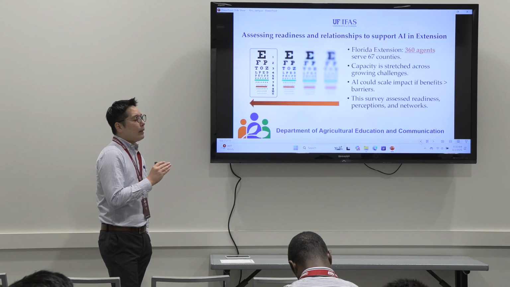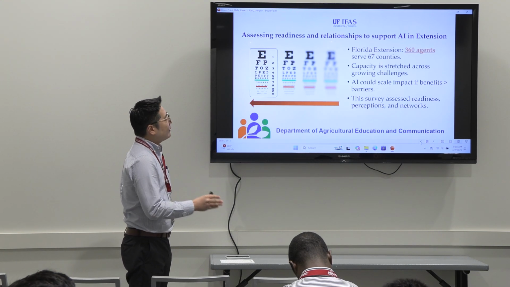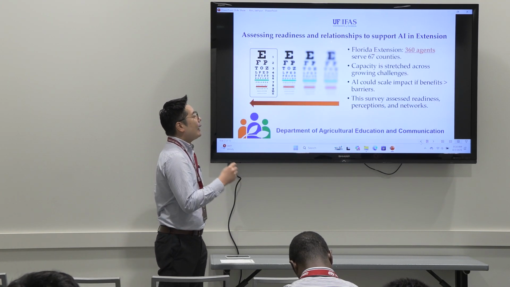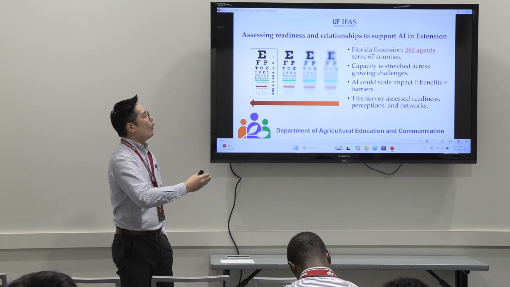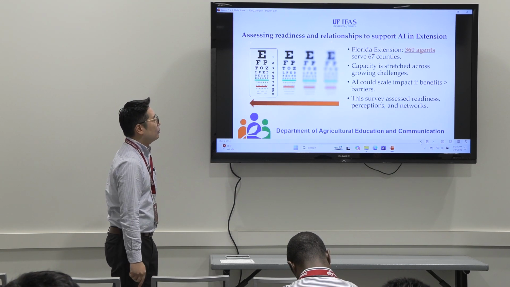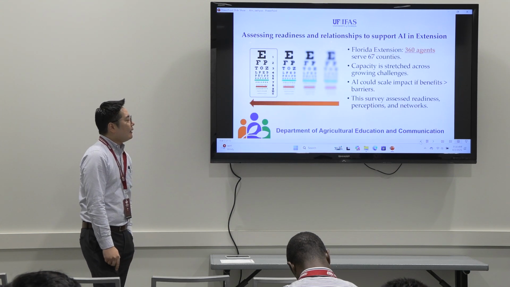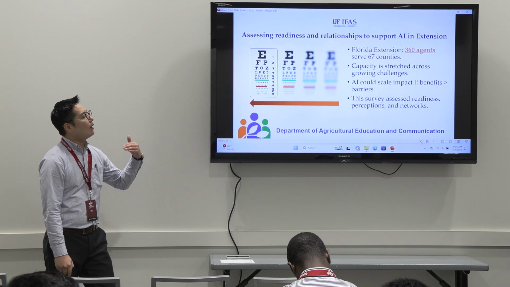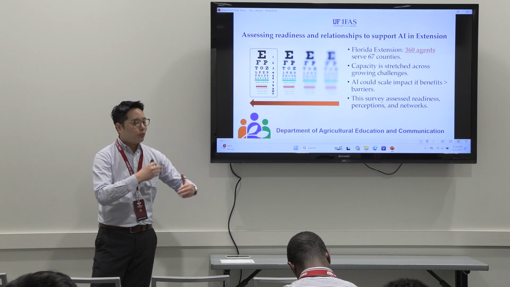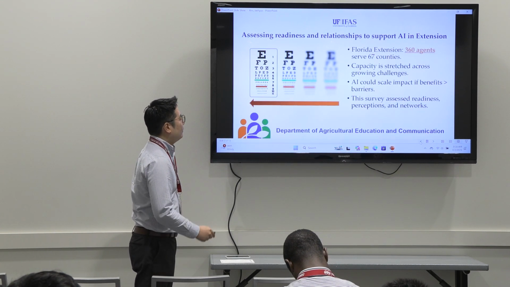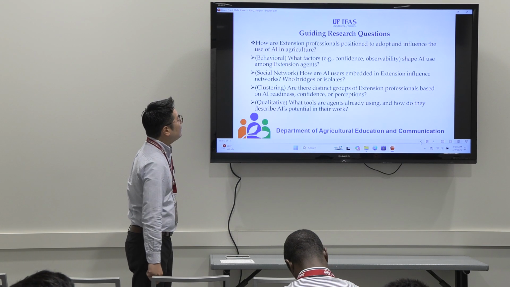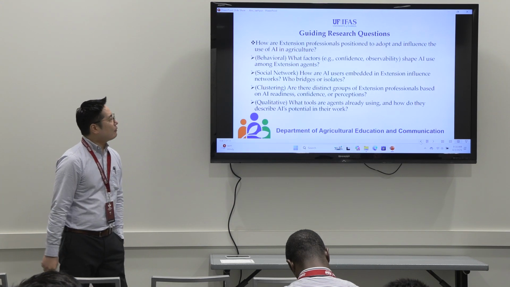But still, we have capacity. Unless they use it, it's nothing. So I have to make sure that AI can scale impact, and that the benefits outweigh the barriers. I used this survey to see how ready they are, how they network around AI use, and how they perceive AI in their services. So there I basically have 5 guiding questions.